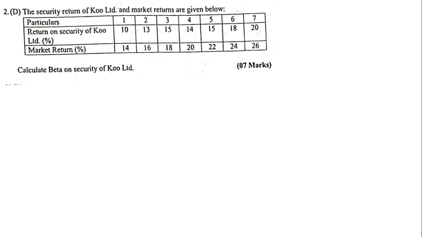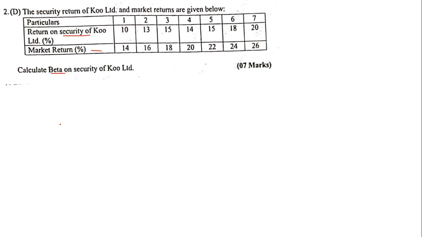Okay, now question number 2D from the same paper. It was given the security return of Q Limited and market returns are given. So they are giving you market return and return on security and they are asking you to find the beta. Now very simple, for finding beta remember two things. First you need to find covariance and then you need to find standard deviation square M, the formula. Okay, so first we'll make the table.